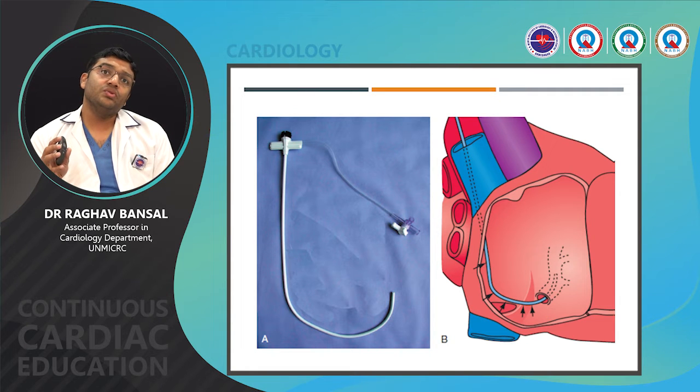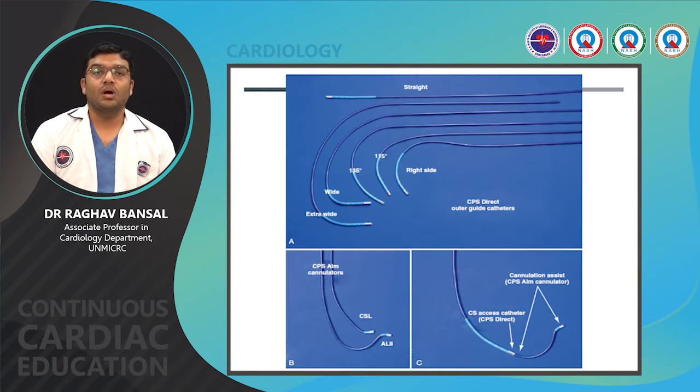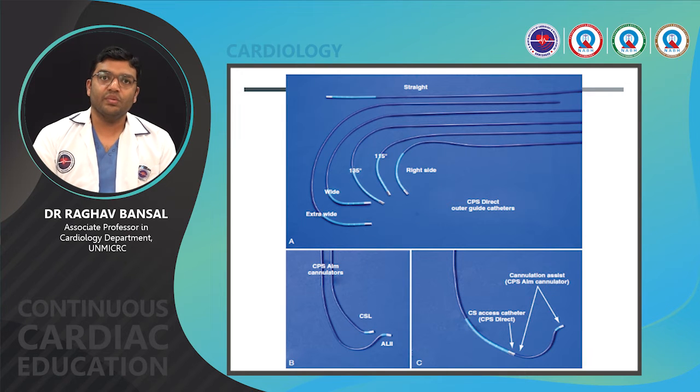So what we are trying to use is a dedicated CS sheath. We have a lot of dedicated CS sheaths from all the major companies who are providing us with CRT implants. These sit beautifully inside the CS, and once they go into the CS, they give a lot of support. Coming to that, there are multiple curves available from the companies.